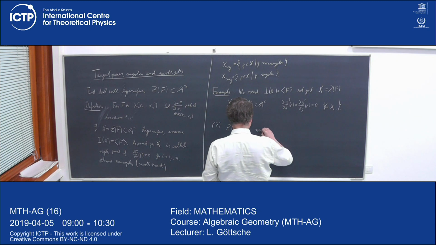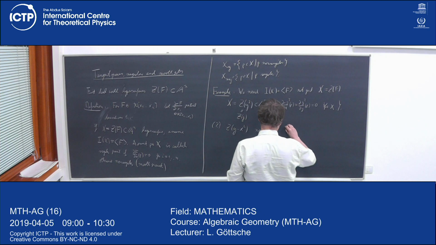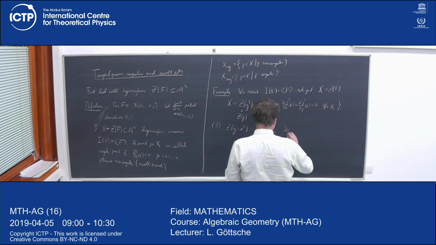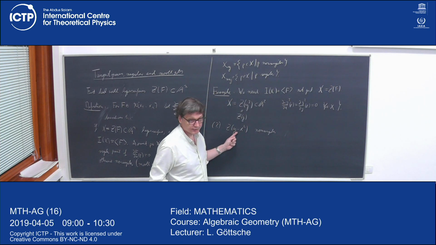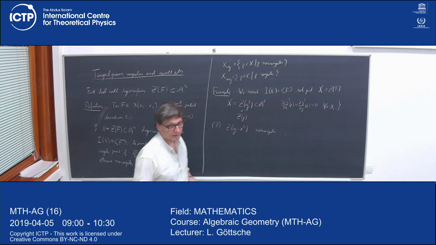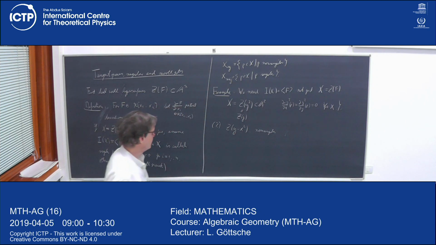Okay, then second, if I take the zero set of y minus x squared, then this is non-singular. So what are the derivatives? d by dy is always 1, and so it will be non-singular everywhere.